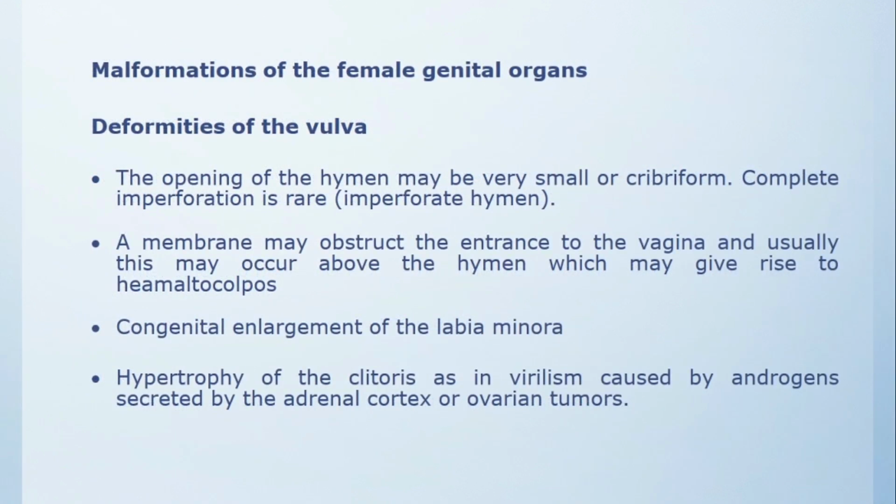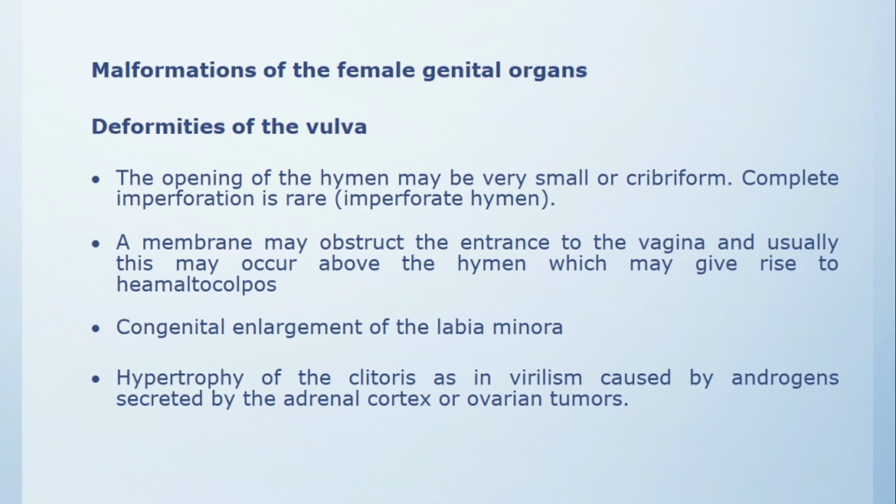Resulting from this embryological development, a lot of deformities of the external genitalia and of the internal genitalia can arise. What are the deformities of the vulva that can arise as a result of maldevelopment of the external genitalia? The first of these: the opening of the hymen may be very small or cribriform, or the hymen may not perforate at all, which we call imperforate hymen. And this may, in later years, cause obstruction of menstruation.